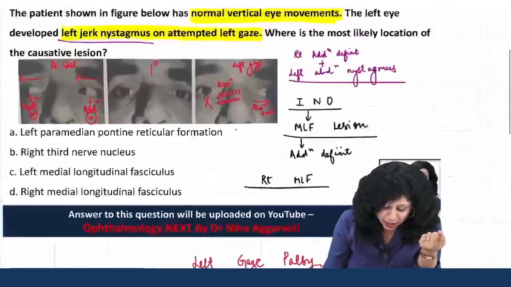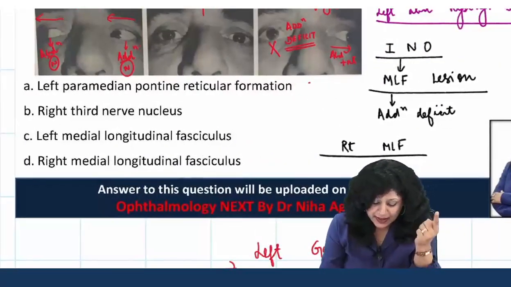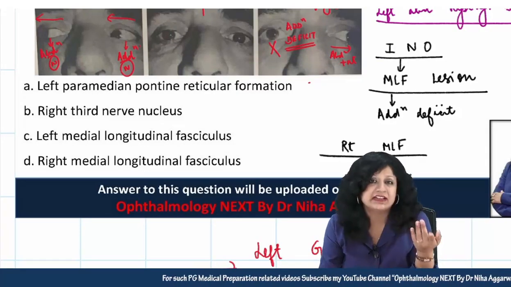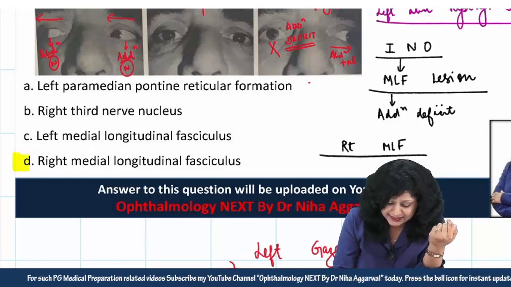Now look at the options here. Left paramedian pontine reticular formation, right third nerve nucleus, left MLF or right MLF. So the clear-cut answer is D.